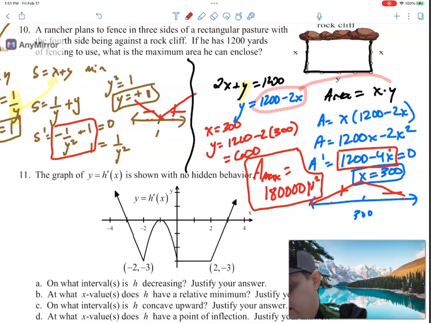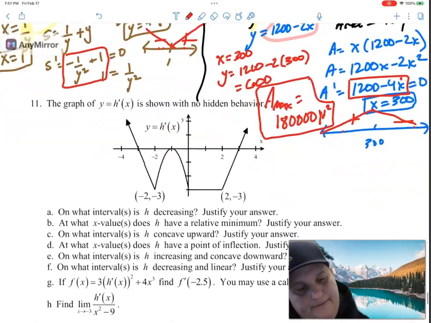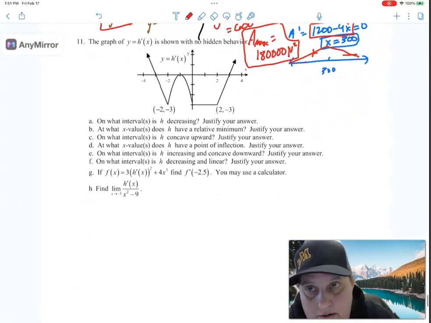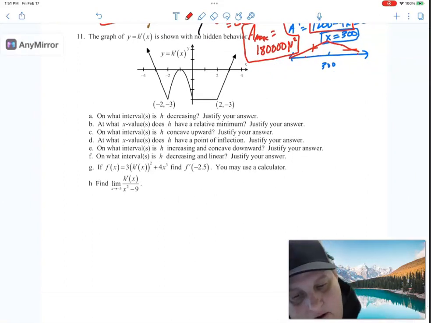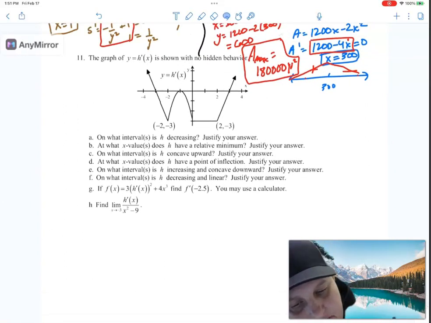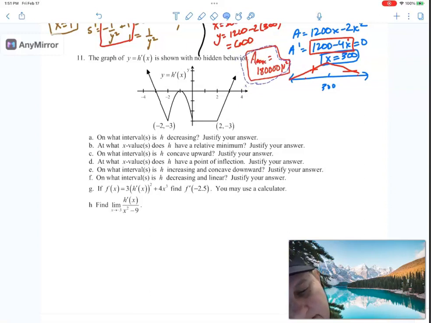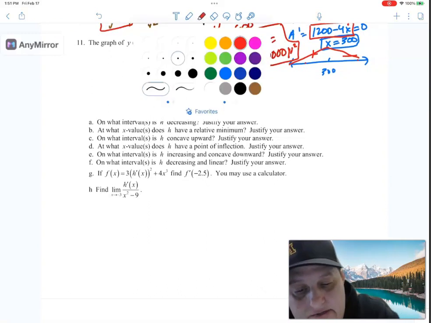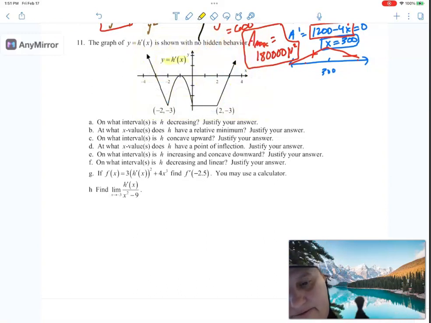All right, great. Let's look at a couple more questions for this part. Let's look at number 11. Again, one of the things that's huge in this chapter is looking at the graph of the derivative. So this is the graph of the derivative.